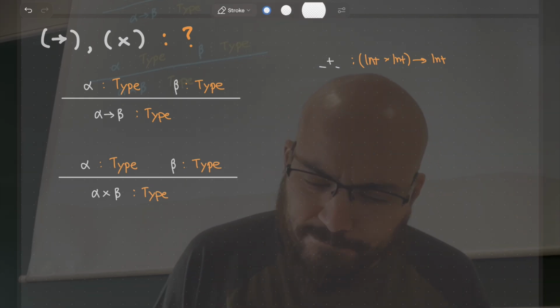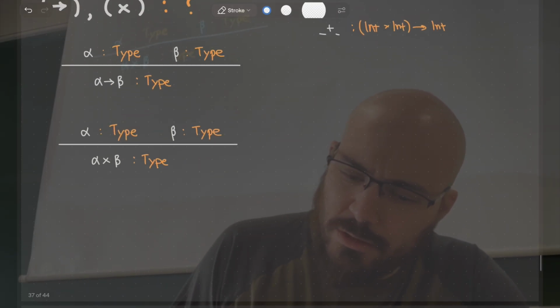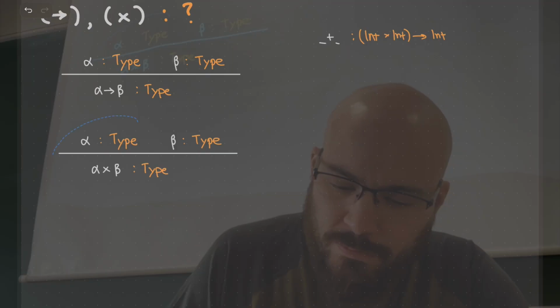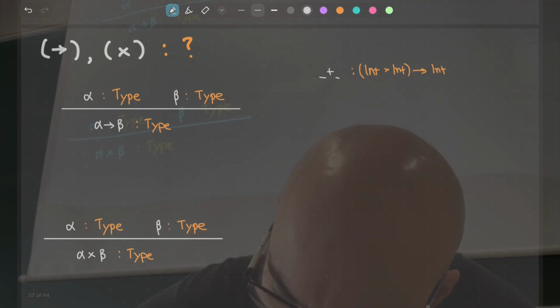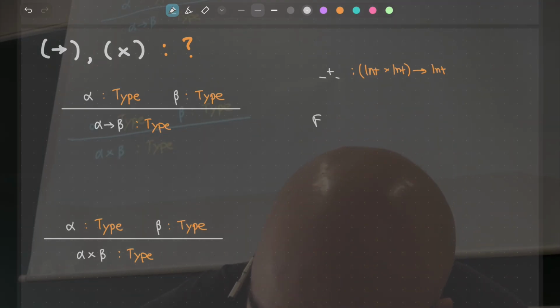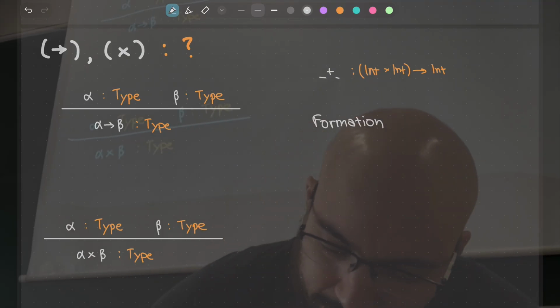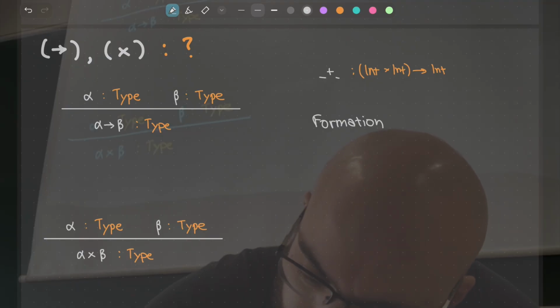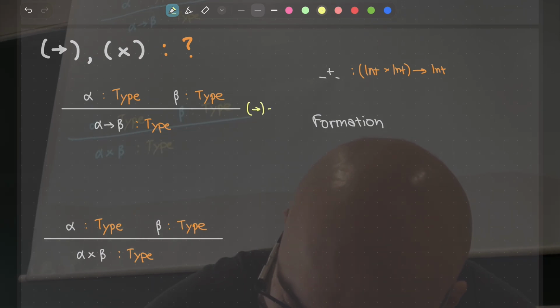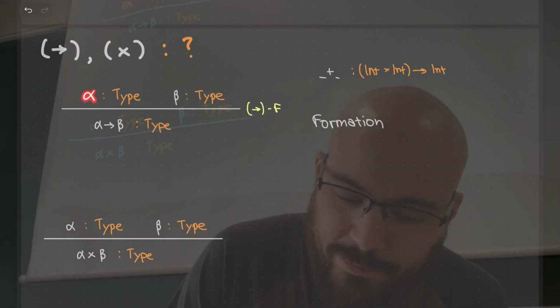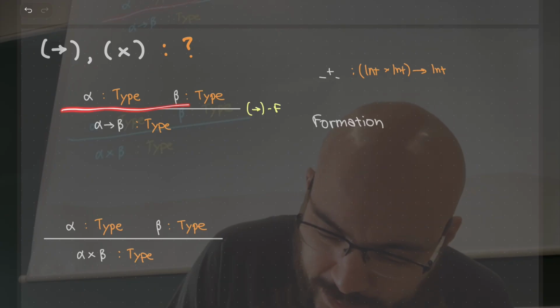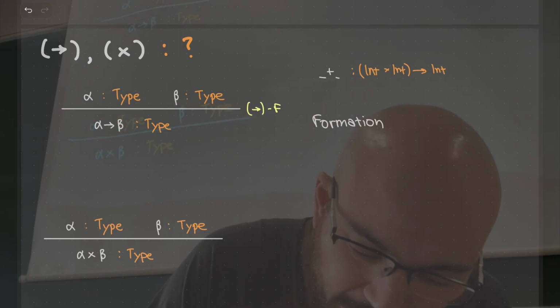Okay. I think now is a good opportunity to say what these things are that I need to do and have a bit of discussion about it. So first of all, I need to tell you the formation rules, which is exactly the thing I did here. So this is the arrow formation rule, it tells you how you can form this type. And this is what it says. If you have any type alpha and any type beta, you can put them together and form a new type, which I will denote like that.